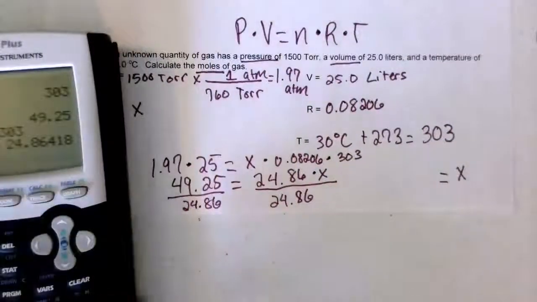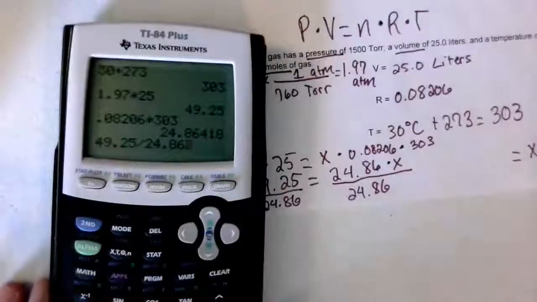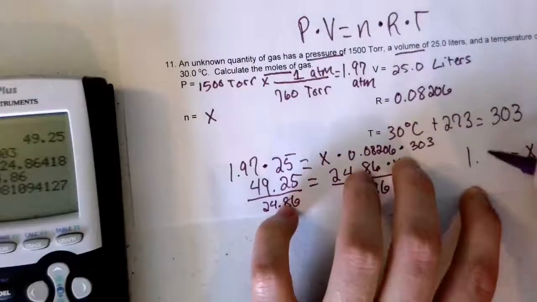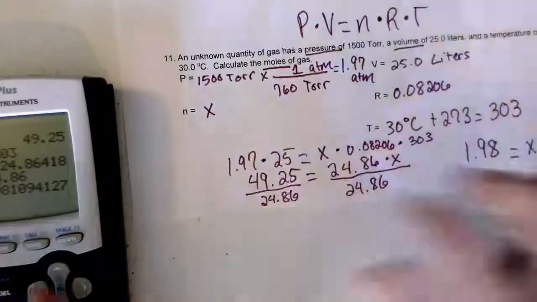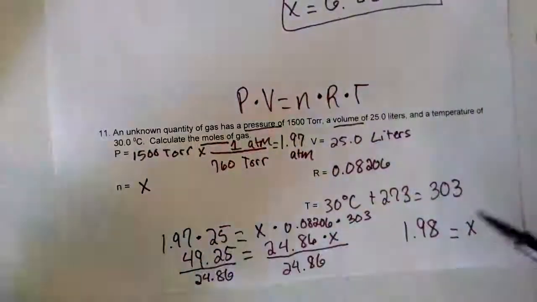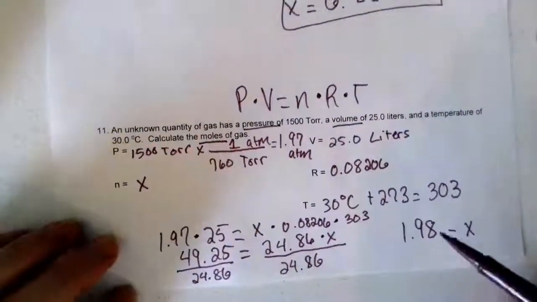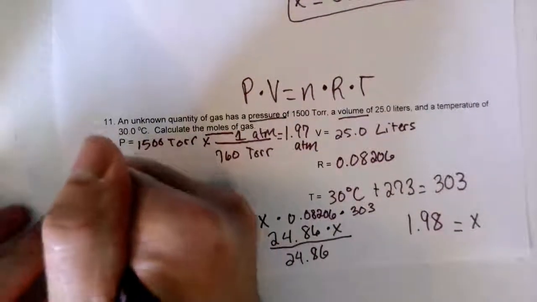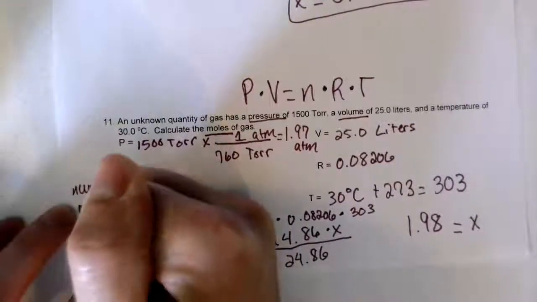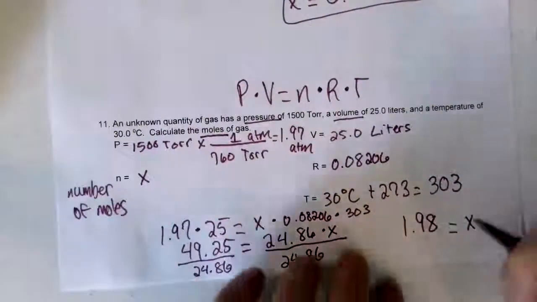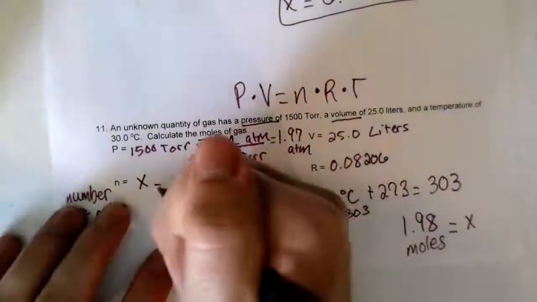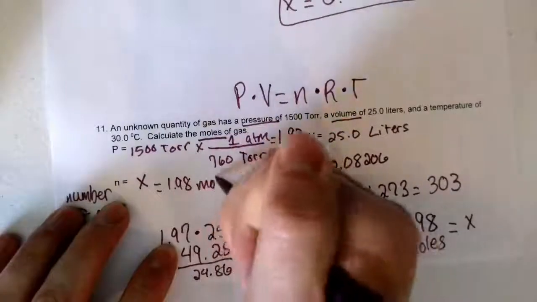Now I'm going to plug this into my calculator: 49.25 divided by 24.86. See there, 1.98 equals X. If you look back up at the top, we've got N, and N, remember, stands for number of moles. So 1.98 moles is going to be your answer. 1.98 moles. And there you go.